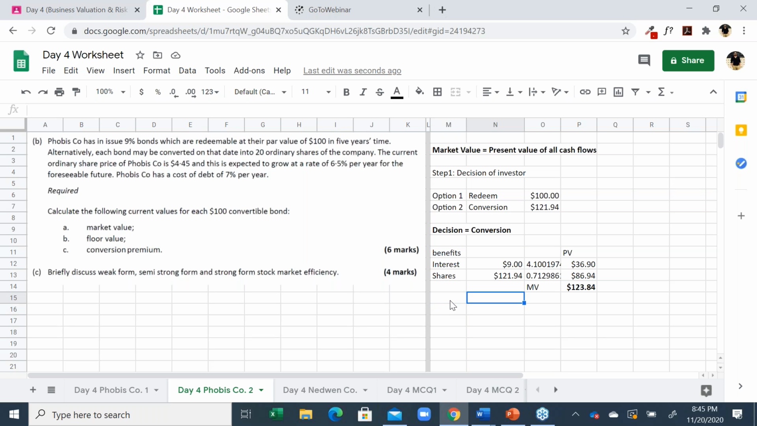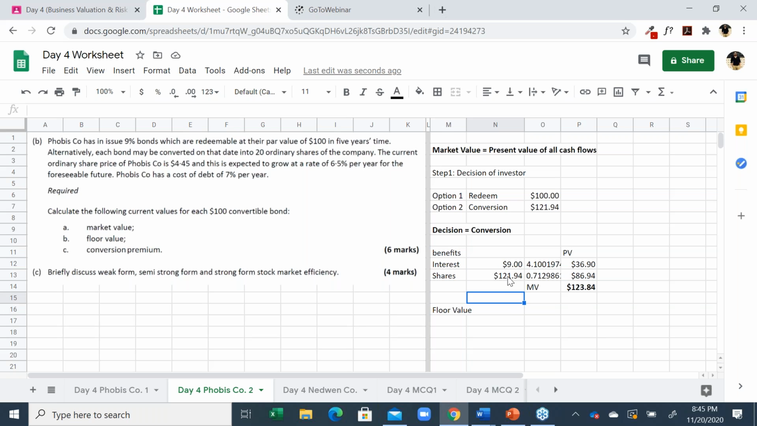Okay, now let's talk about floor value. Remember one thing, the floor value is the minimum price of any security. That's called the minimum value. The value that we have calculated is the market value, that is, what should be the value at the moment in a given situation. But what about the floor value, the minimum value of this investment?